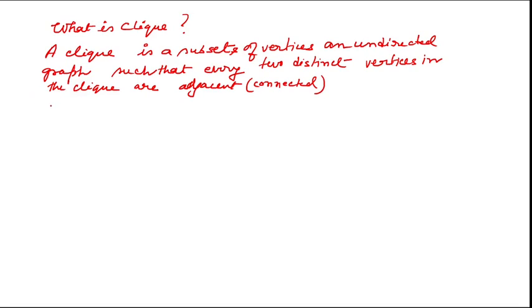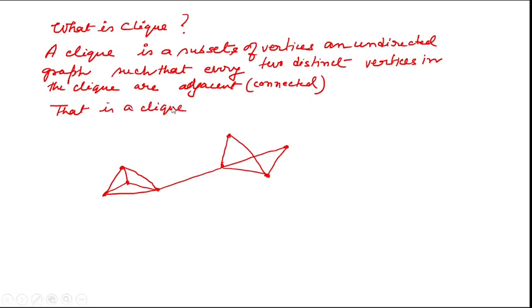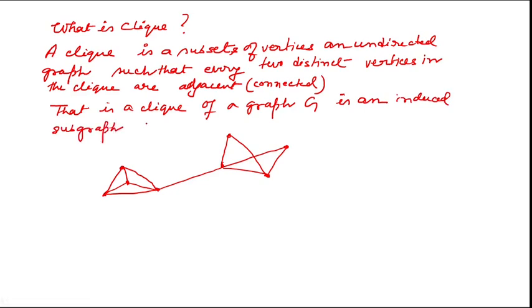So that is, for example, maybe this. That is a clique of a graph G, is an induced subgraph of G that is complete. So complete graph, in the last class itself I told you what is complete graph.